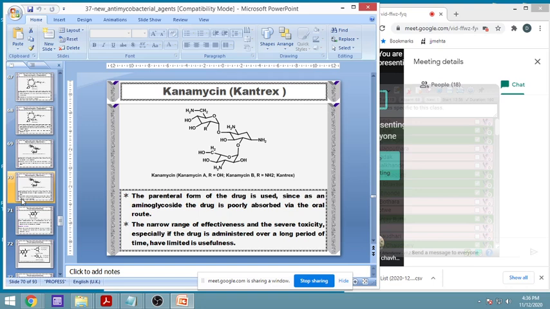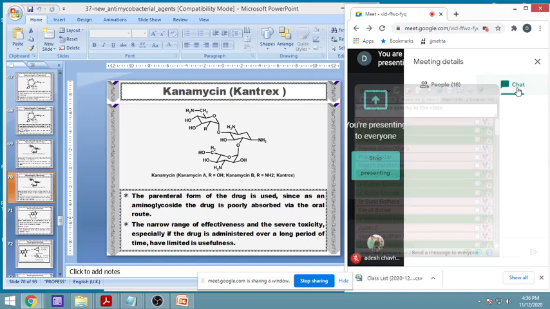What is the toxicity of aminoglycoside compounds? Anybody? What is the major adverse effect of aminoglycosides? Sir, nephrotoxicity, ototoxicity. Very good. Nephrotoxicity and ototoxicity are the most common ones, and kanamycin has the highest. Because of that, it is rarely used, only in conditions where it is a problem.